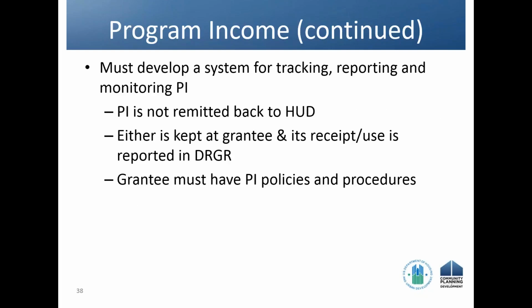Okay, so obviously you have to have a process for tracking all of this, because you have to know what program income came in and how you spent it, and so you need a process, a set of procedures around program income. One thing to know in program income that is confusing, you don't literally send the money back to your line of credit. It stays with you as your grantee, and you track and report its progress in DRGR, so you don't literally cut a check back to HUD for that purpose.